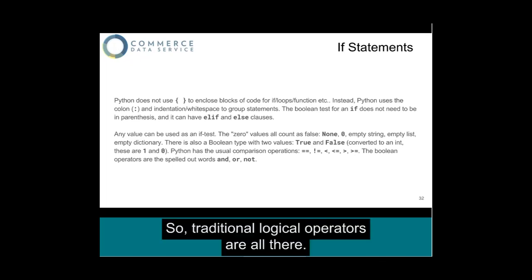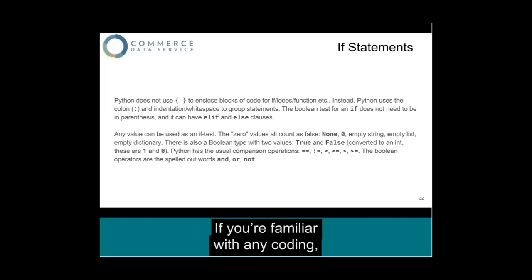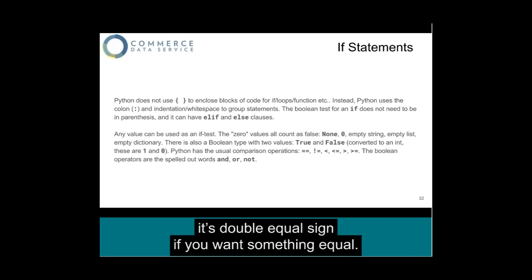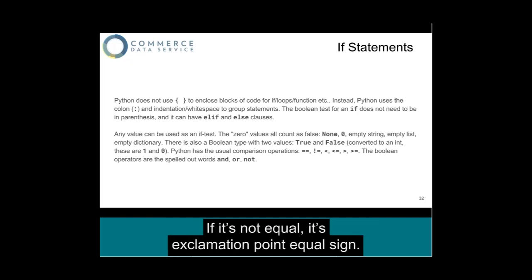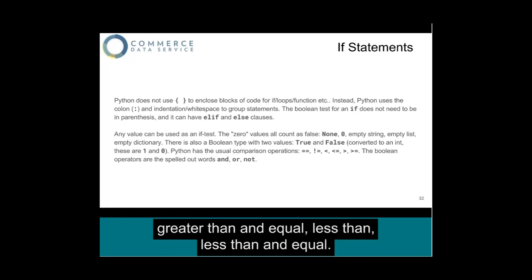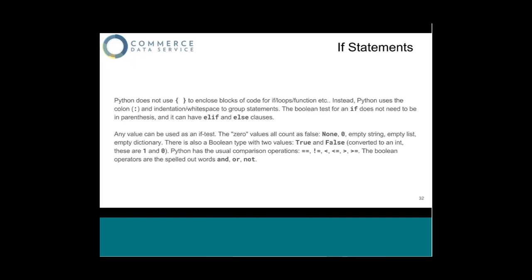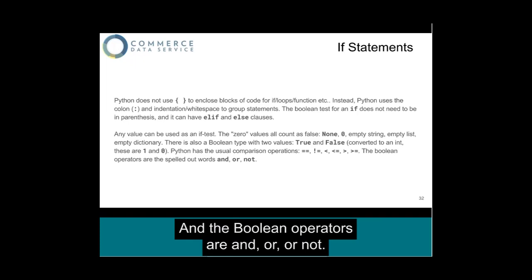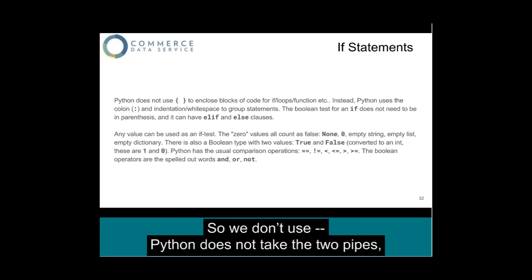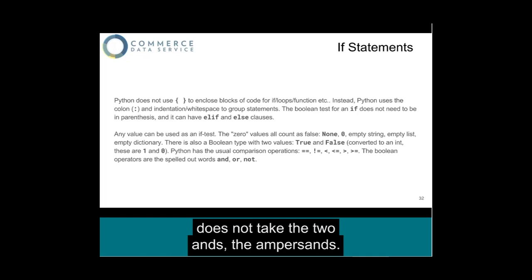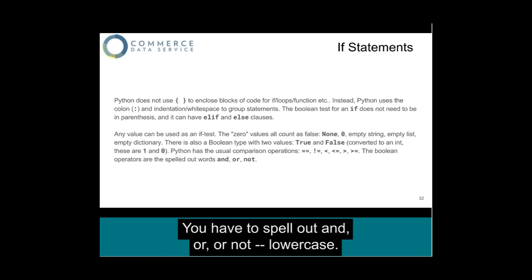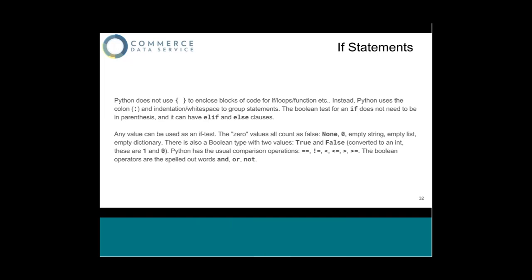The traditional logical operators are all there. If you're familiar with any coding, it's a double equal sign if you want something equal. If it's not equal, it's an exclamation point and equal sign. And then the traditional greater than or equal, less than or equal. The Boolean operators are and, or, not. Python does not take the two pipes or the two ampersands. You have to spell out and, or, not, in lowercase.